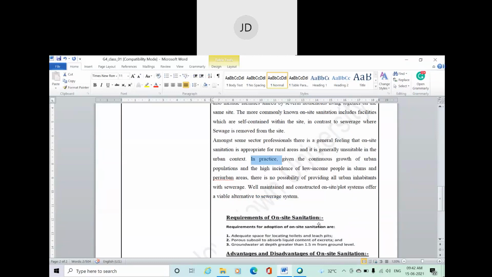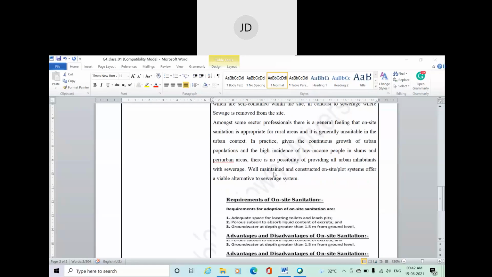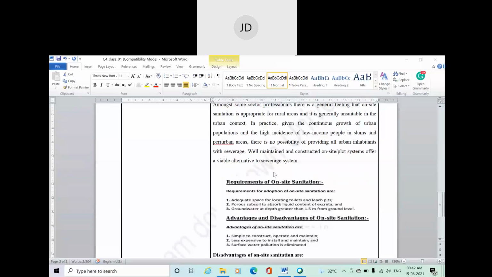So let's discuss some requirements of on-site sanitation, and the advantages and disadvantages of on-site sanitation systems. Clear? So basically, on-site sanitation includes pit latrines, septic tanks and all. So basically, what is required? The requirements for adopting on-site sanitation are basically an adequate space for locating toilets and leach pits. That means we require a space where we can put a toilet and have a ground. Fine.